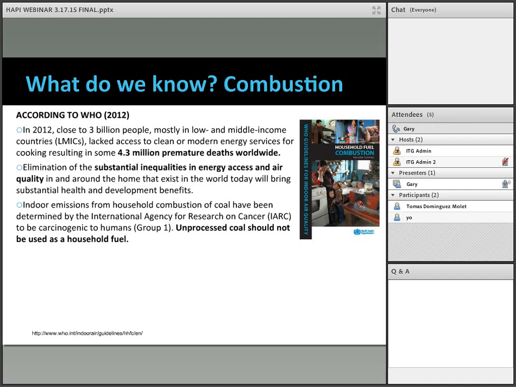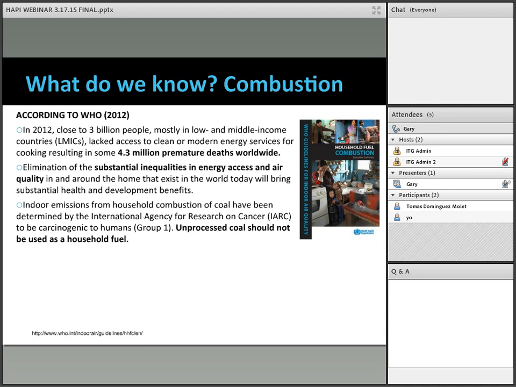This is an amazing statistic to me that close to 3 billion people lacked access to clean or modern energy services for cooking, resulting in some 4.3 million premature deaths worldwide. Some of those deaths are at the elder years, what we're used to seeing in the U.S., but a lot of those deaths happen very early in life. So lower respiratory infections that can cause a death to an infant in the first year of life.